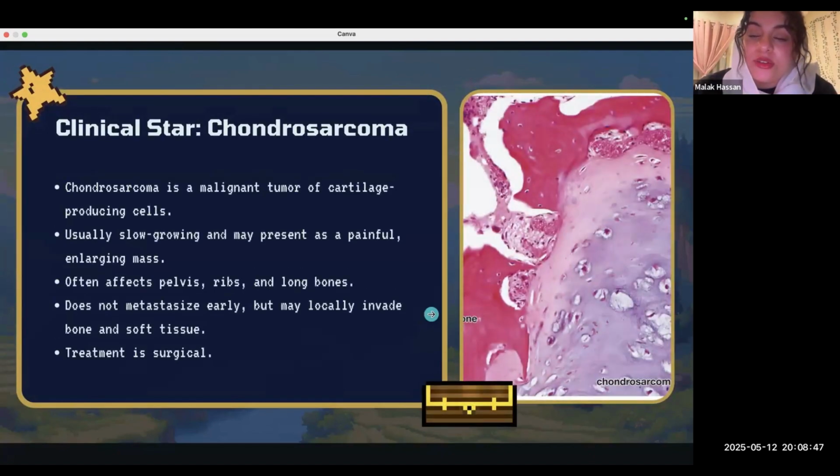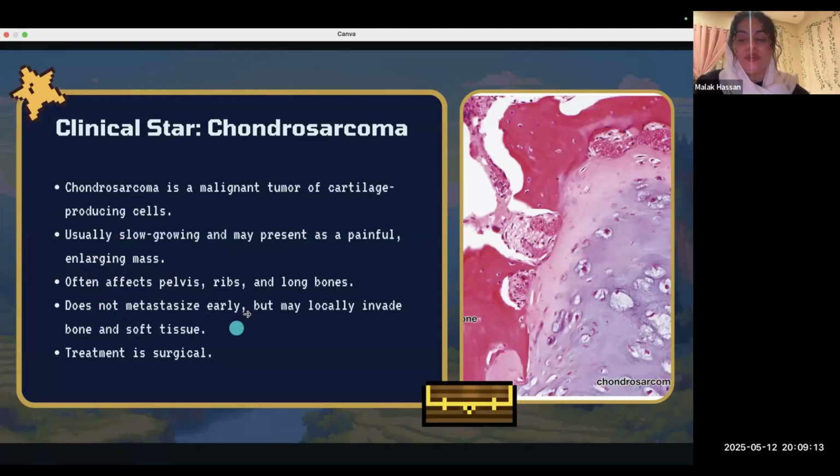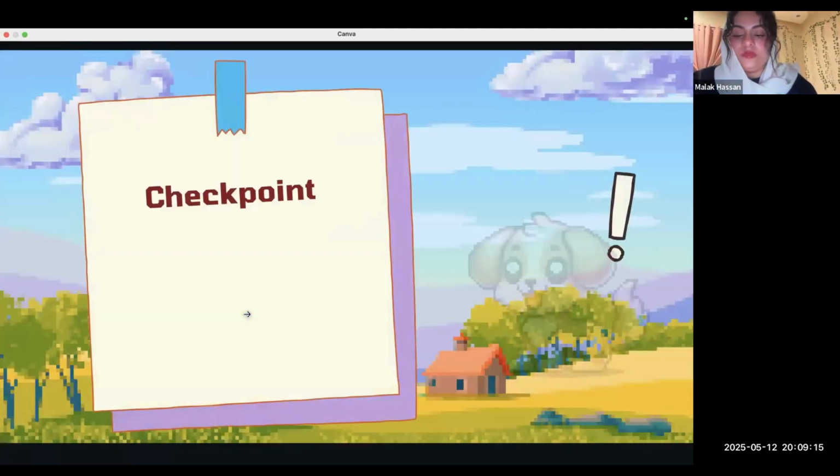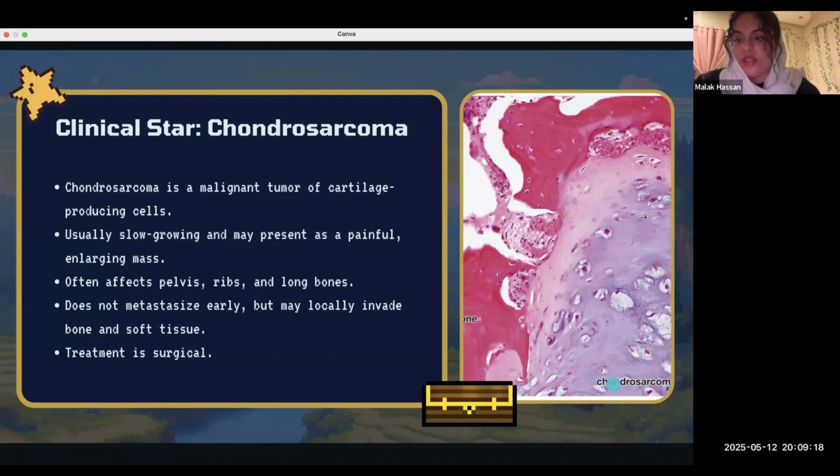There's another clinical star, and it's the chondrosarcoma. So what is a chondrosarcoma? Remember how we said we have cartilage producing cells, right? So chondrosarcoma is a malignant tumor of cartilage producing cells, and it's usually a slow growing tumor. And it doesn't metastasize, okay? But treatment is surgical. So that's all you need to know. Malignant tumor of cartilage producing cells, slow growing, does not metastasize, and treatment is surgical. And if you get this image, just know it's chondrosarcoma.